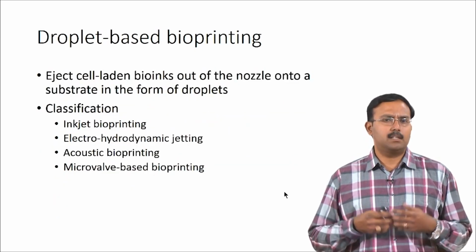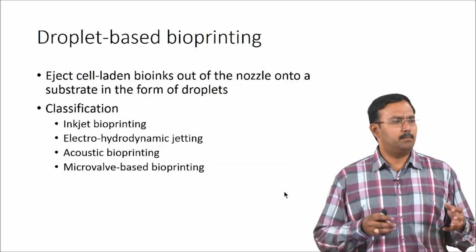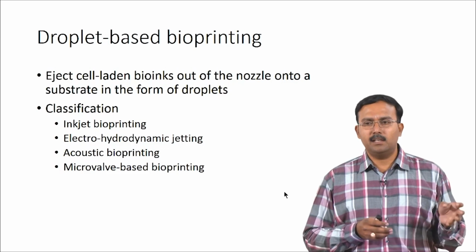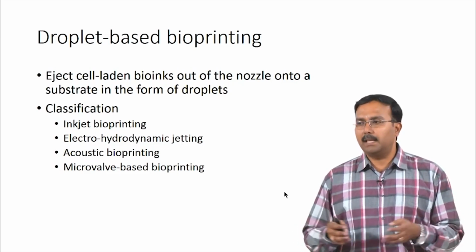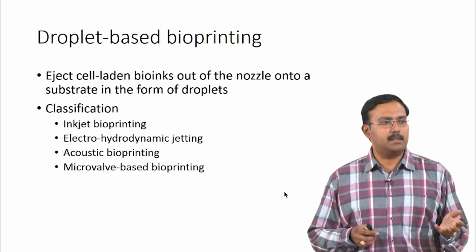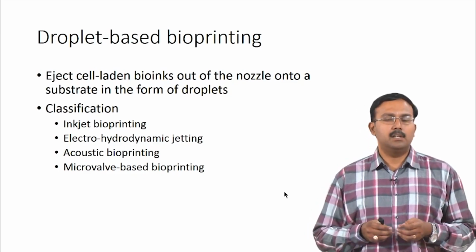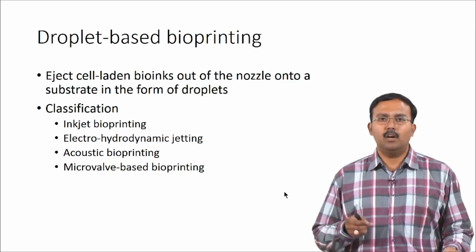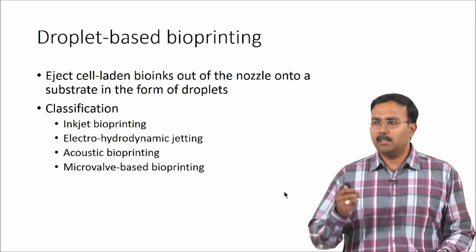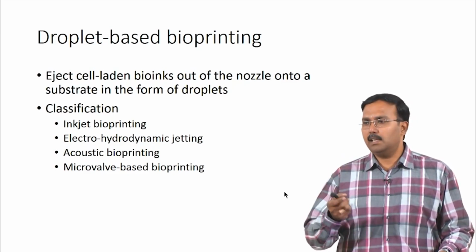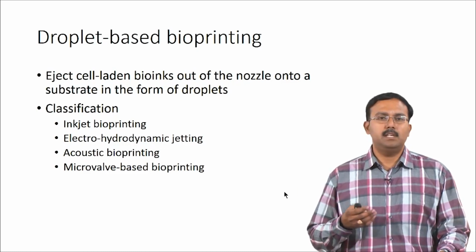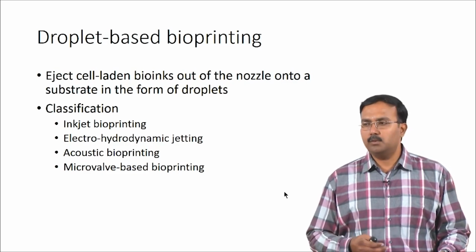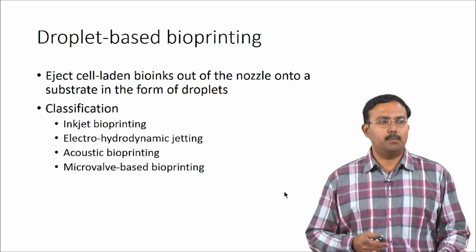Droplet based bioprinting is more popular, and this is where 3D printing actually kind of started. Inkjet bioprinting is where 3D printing became commonplace. People were able to modify commercial inkjet printers to print 3D structures. Here, cell laden inks are ejected out of a nozzle onto a substrate in the form of droplets. Small droplets come out of this nozzle and form 3D structures. These are classified as inkjet bioprinting, electrohydrodynamic jetting, acoustic bioprinting and microvalve based bioprinting.